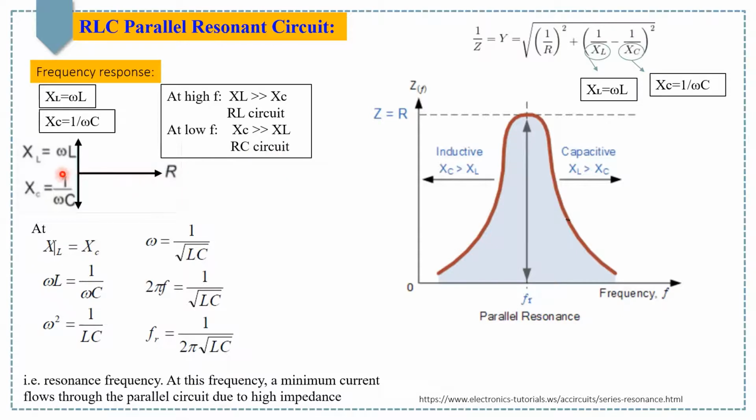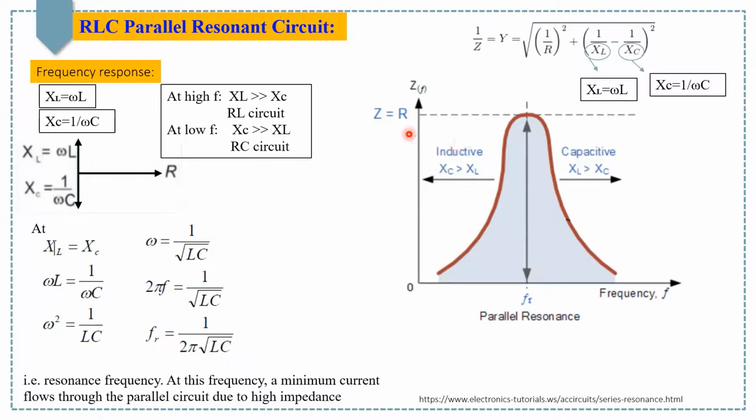There is another case when X_L is equal to X_C. So exactly at X_L equal to X_C, we get a frequency called resonance frequency, and that is f is equal to 1 over 2 pi square root of LC. At this frequency, a minimum current flows through the parallel circuit due to the high impedance.